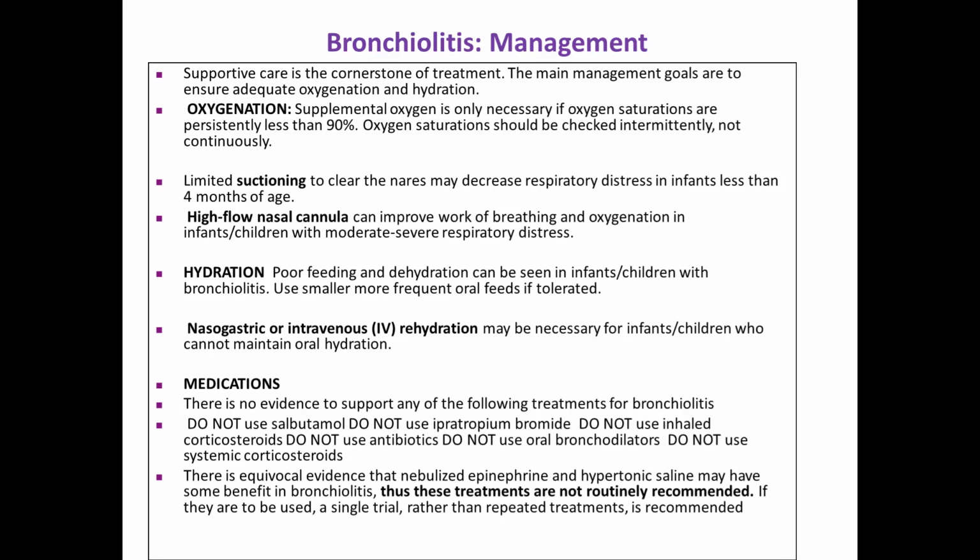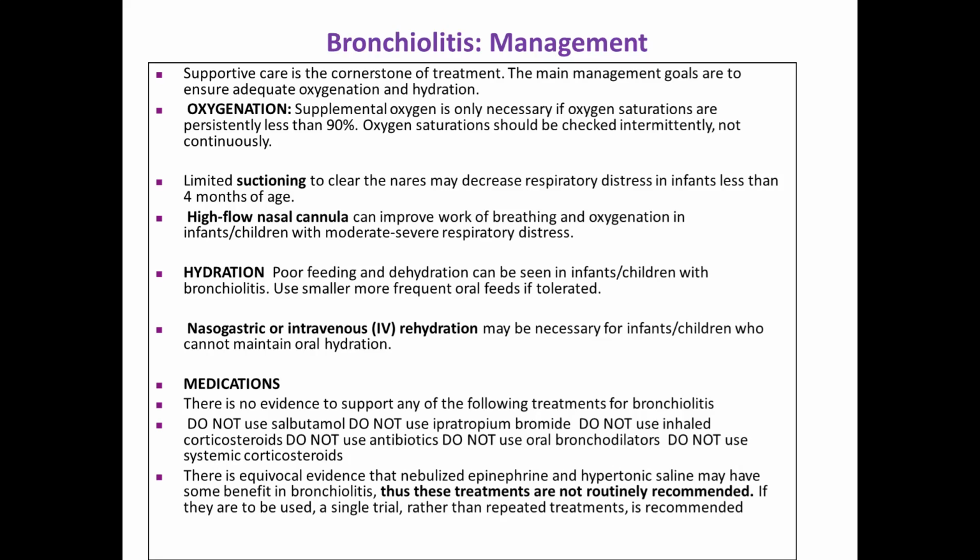Again, don't forget about hydration, because these kids are in respiratory distress. Their PO intake is affected. So we need to ensure that they're optimally hydrated through NG feeds, many times through IV hydration.